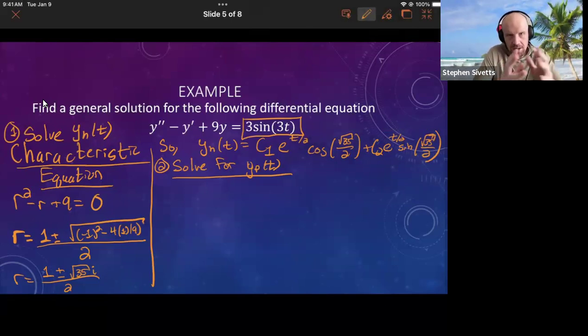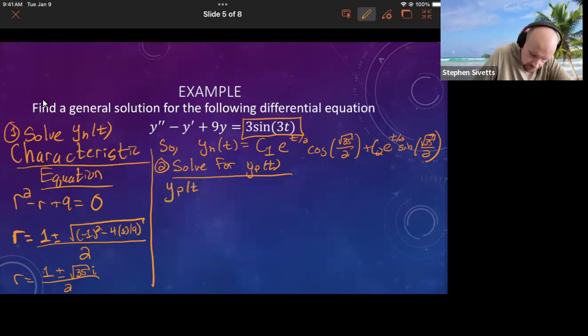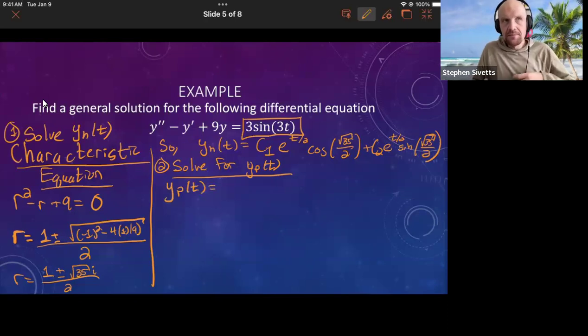So what's really important is if the right-hand side contains either a polynomial or an exponential function or a sine or a cosine function, or a different combination, I mean product, of those functions, right? So since we have sine of 3t, our particular function will be a sum or a difference of families of sine of 3t and then cosine of 3t.